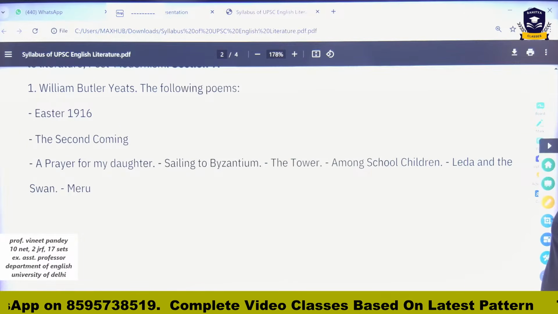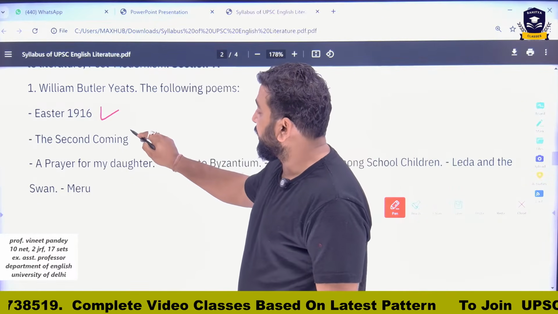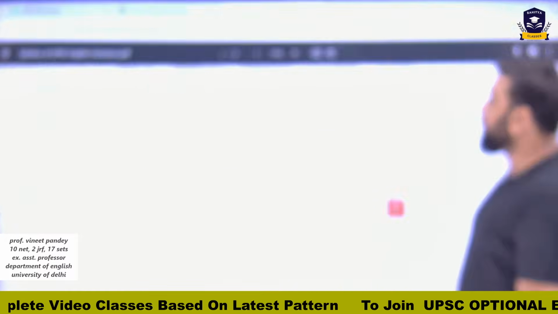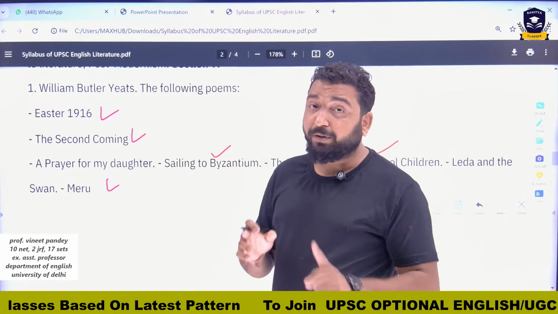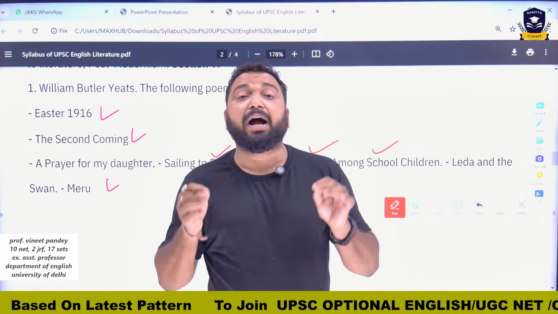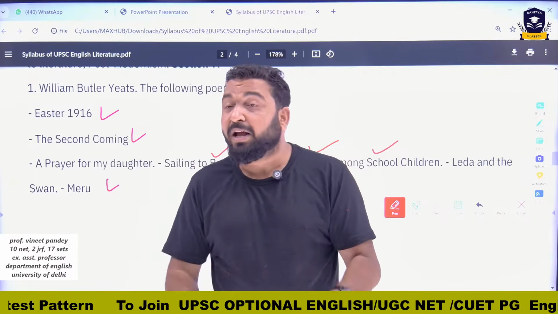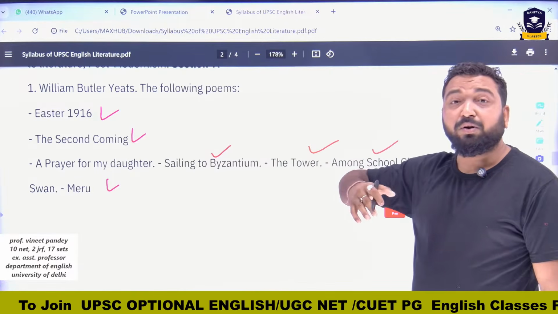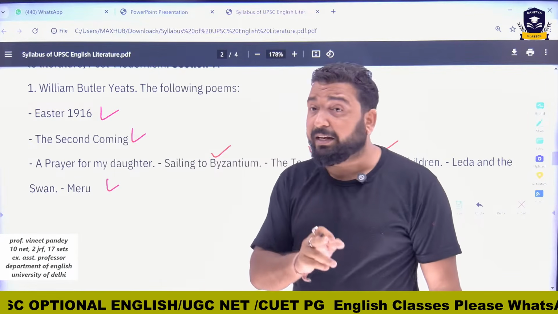W.B. Yeats. I fell in love with his writing when I started teaching him for UPSC. This man is a next level writer. Next level. It's a wonderful body of work. I'll be teaching you all the poetry line by line with proper narration, details, and the tough concepts, the hidden concepts, symbolic meanings. W.B. Yeats is known for symbolism. What is symbolism? What is the concept of simulation, simulacra in that reference? I will teach you all these things in detail.